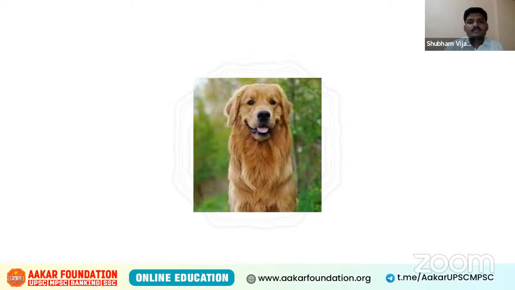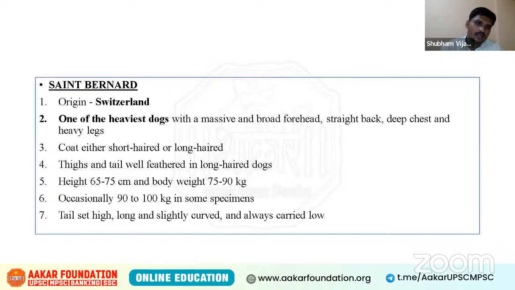Now the next one is the Saint Bernard, a utility dog, like the Siberian Husky, very heavy and muscular. Origin is Switzerland. This is one of the heaviest dogs, with a massive and broad forehead, straight back, deep chest, and heavy legs. Coat is either short haired or long haired. Thighs and tail are well feathered. Saint Bernard, origin is Switzerland.